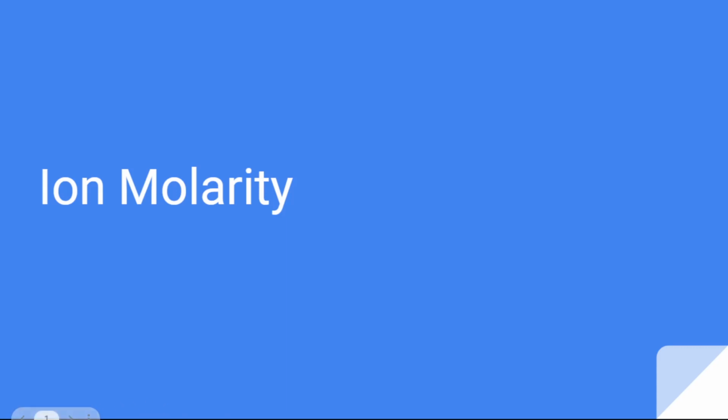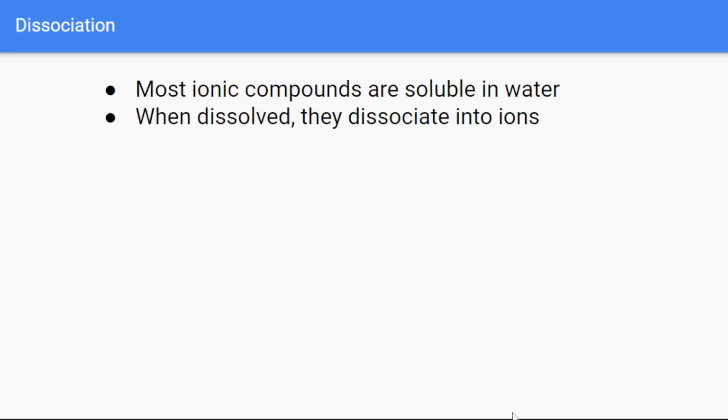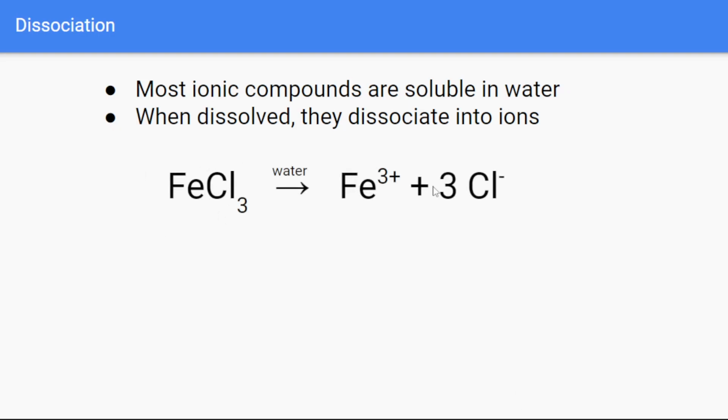In this video, we'll discuss how to calculate ion molarity. Ionic compounds can be soluble or insoluble in water, but when they are soluble, they dissolve and then the ions dissociate. So you have your compound, it dissociates into the ions that make that compound.